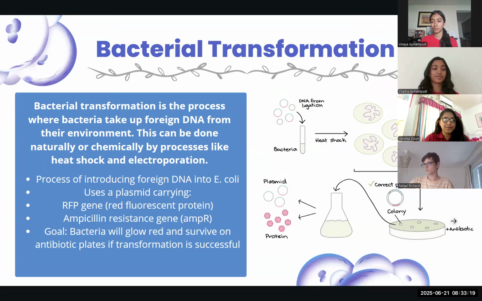Okay, so now we'll talk a little bit about the lab. Bacterial transformation. Bacterial transformation is the process where bacteria take up foreign DNA from their environment. This can be done naturally or chemically by processes like heat shock, which we will be doing in the virtual lab today, and electroporation. During this process, foreign DNA is introduced to the E. coli using a plasmid which has the RFP gene, which makes the protein glow red, and an ampicillin resistance gene. The overall goal is to make the bacteria glow red so that it can survive on the antibiotic plates if the transformation, which we'll do in the beginning of the lab, is successful.